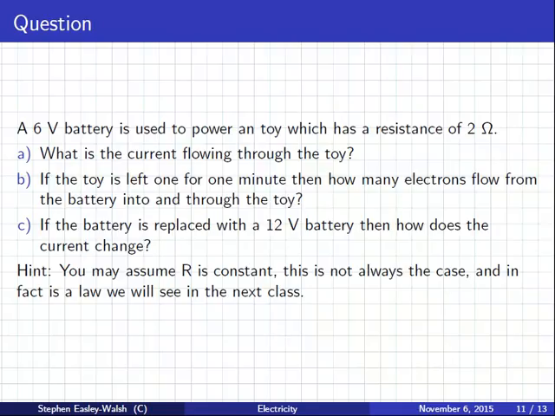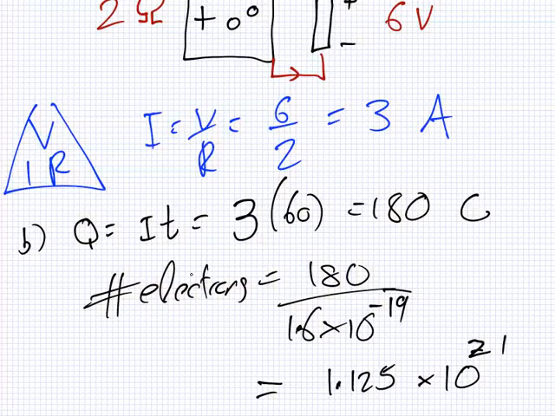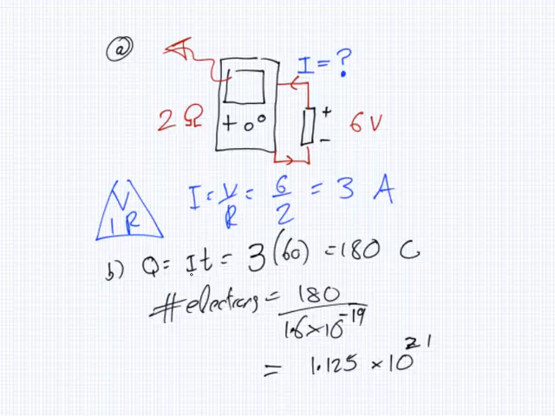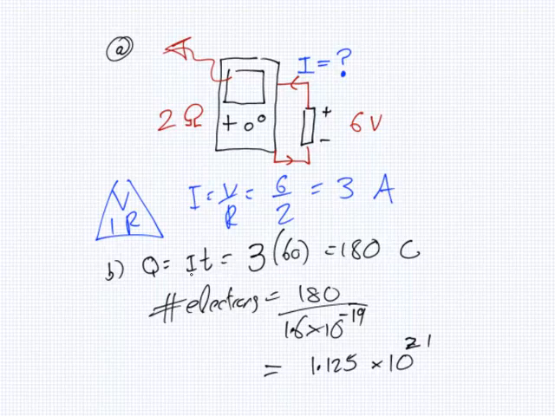The battery is replaced with a 12-volt battery. How does the current change? Hint, you may assume the R is constant. This is not always the case, and in fact is a law that we'll see in the next class. But for the moment we can imagine the R doesn't change, even though it sometimes does. So, what happens if we replace the 6 volts with 12 volts? The I increases? Well, we don't know, let's see what happens.